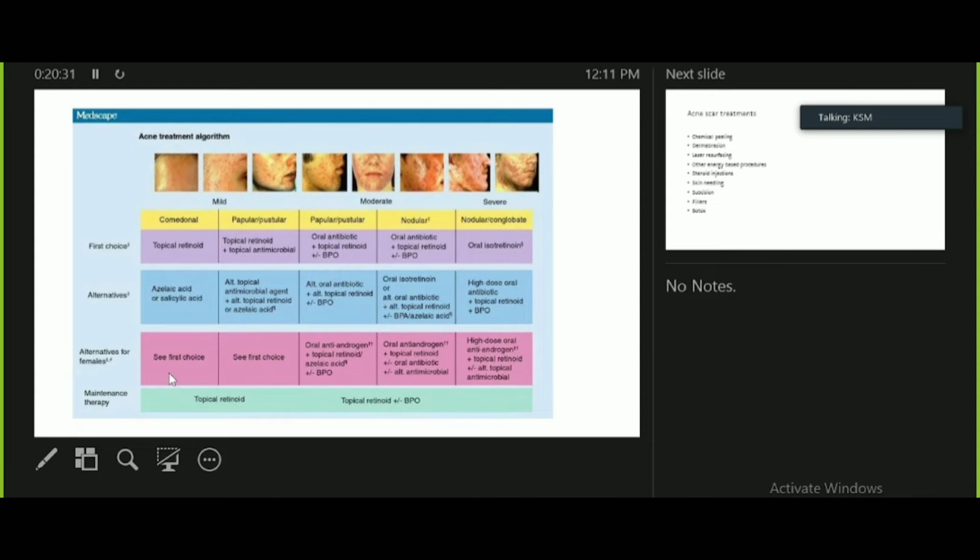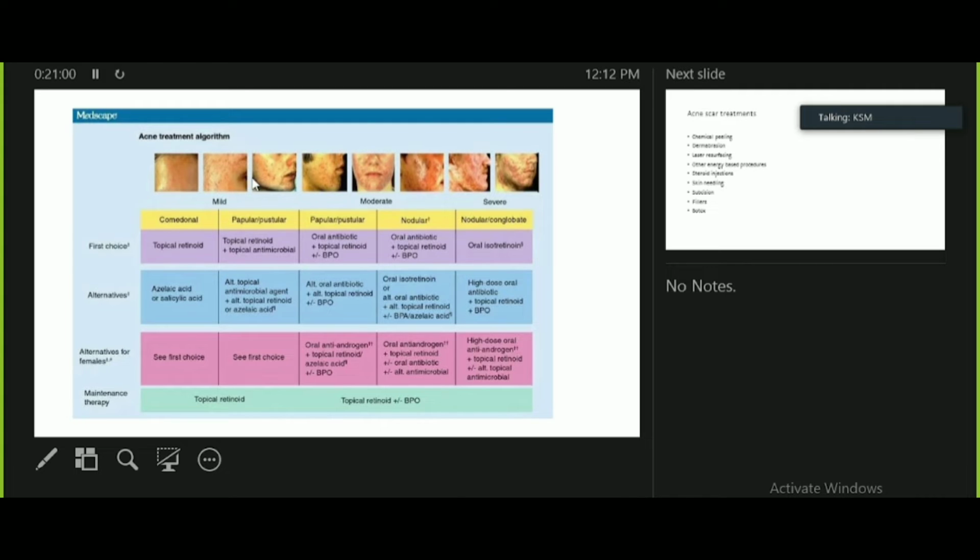So, this is the algorithm. In mild acne, just topical retinoids would do. When it comes to moderate acne, we have to use oral antibiotics with topical retinoids and perhaps benzoyl peroxide. Again, for nodular acne, it's oral antibiotic, topical retinoids plus or minus benzoyl peroxide. For severe acne, the treatment of choice is always oral isotretinoin.